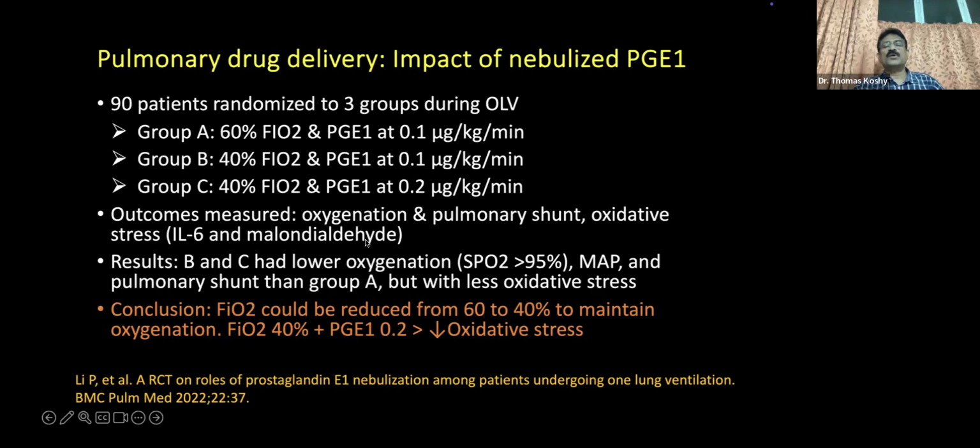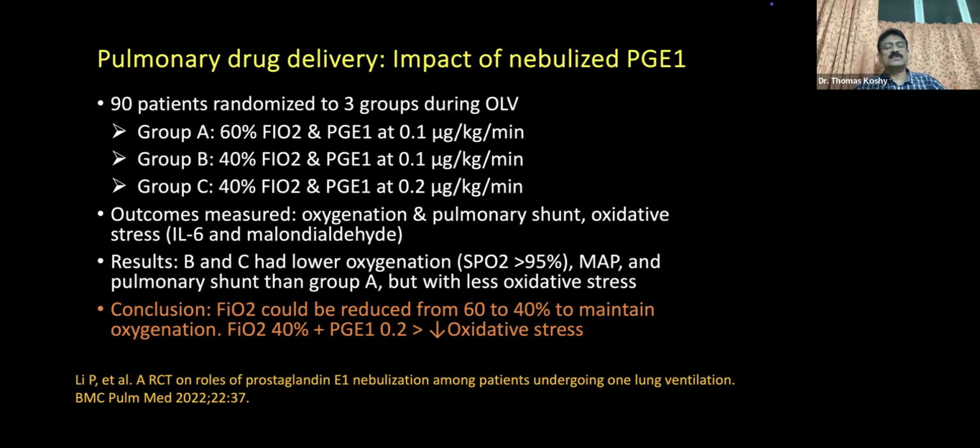The outcome measures were oxygenation, pulmonary shunt, and oxidative stress by measuring interleukin and malondialdehyde. What the study found was that B and C had lower oxygenation, though SpO2 was anyway more than 95%, not 99-100. They had lower mean arterial pressure and lower pulmonary shunt than group A, but with less oxidative stress. So the conclusion was we should not use 100% oxygen by now.